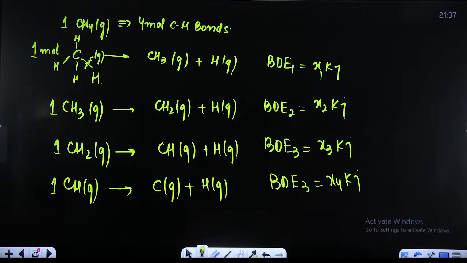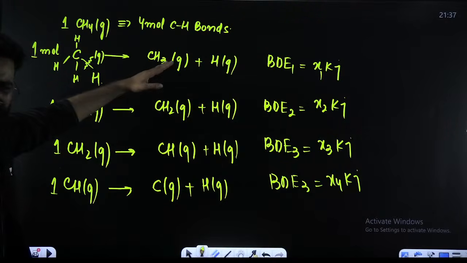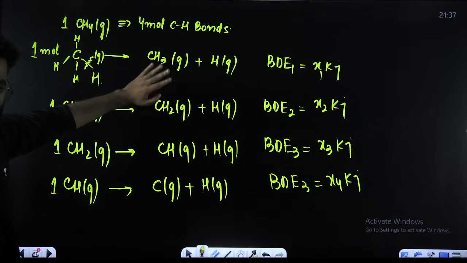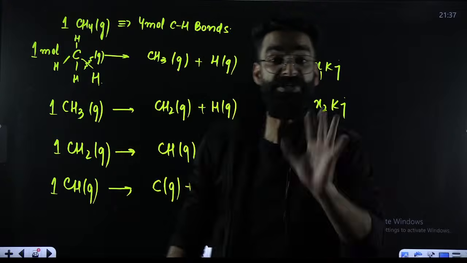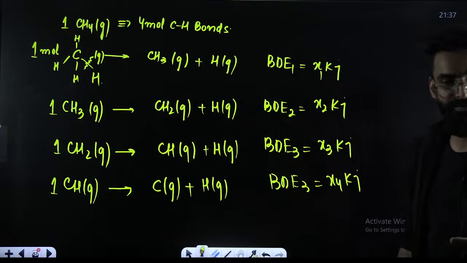Now, my dear students, look at all these reactions. How many reactions do we have? 4. Right? The bond dissociation energy of the first one is X1, second one X2, third one X3, fourth one X4. Which bond was I breaking? I was breaking the CH bond.